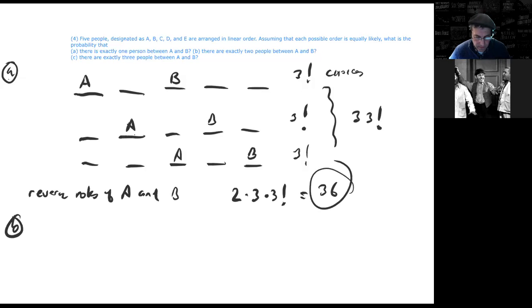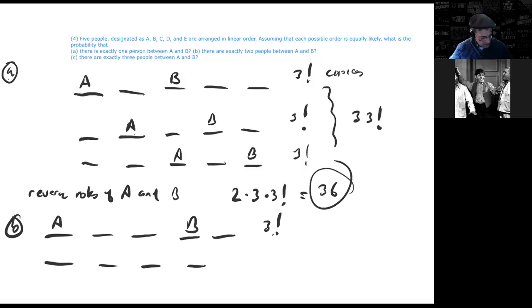What about part B? Okay, so in part B, we want to have exactly 2 people between A and B. Well, here are the options in this case. So we could put A leftmost, and then B would be here. That would be one option. And there would be 3 factorial cases in that case. And then we could put A in the second slot and B over here. That would be 3 factorial. So in this configuration, we would have 3 factorial plus 3 factorial, so 2 times 3 factorial.